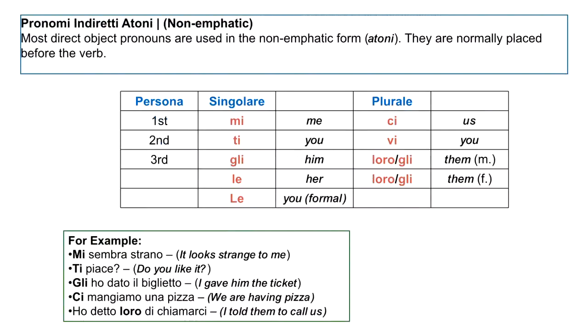Next, pronomi indiretti atoni. So these are non-emphatic. Okay? You see, in this case, these pronouns are mi, ti, gli, le for formal, ci, vi, loro, gli.